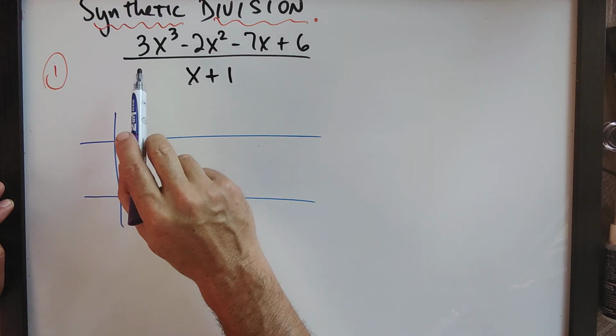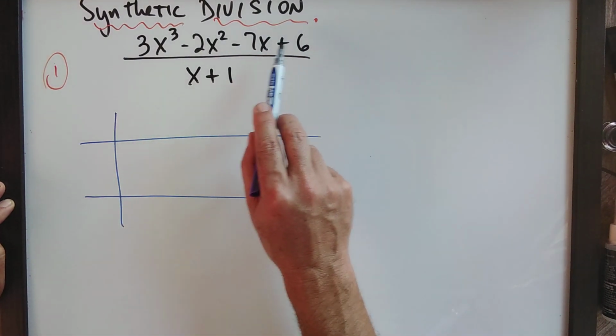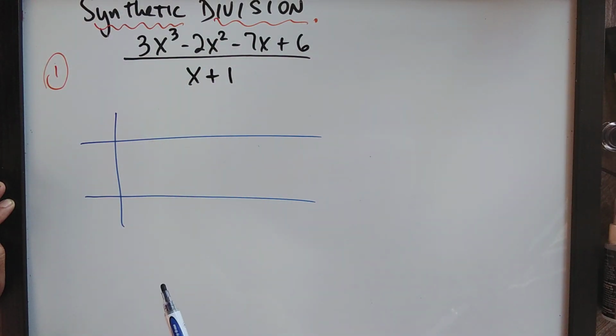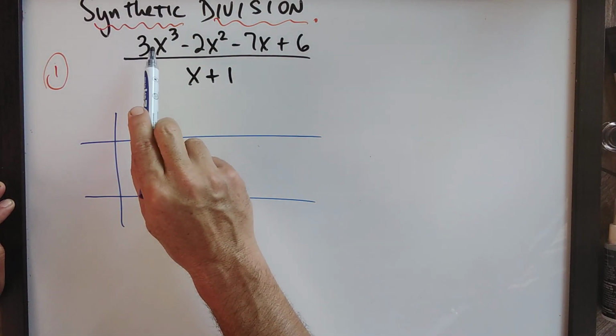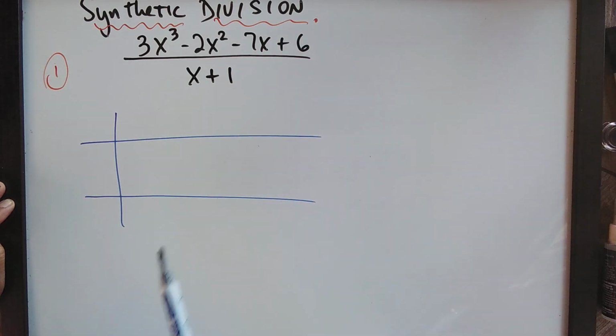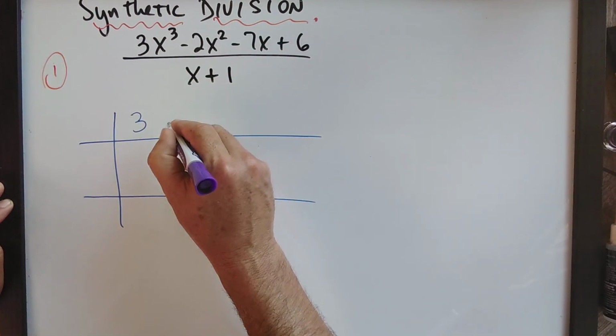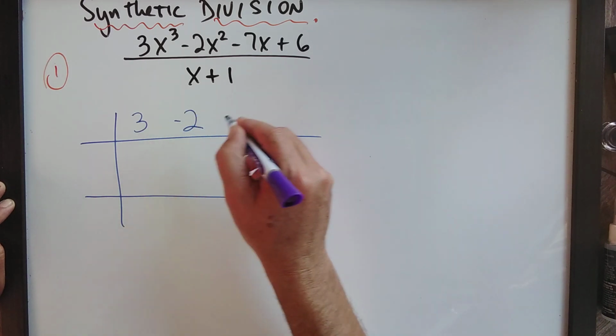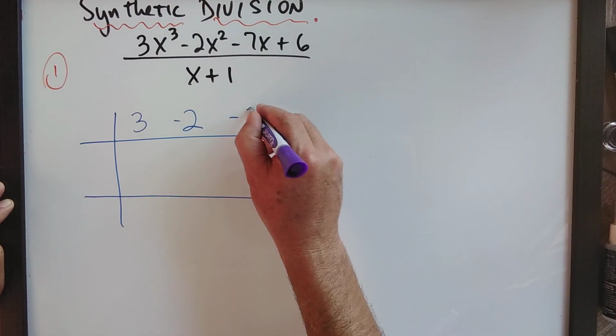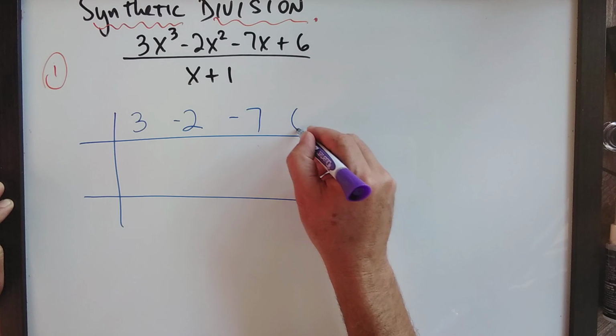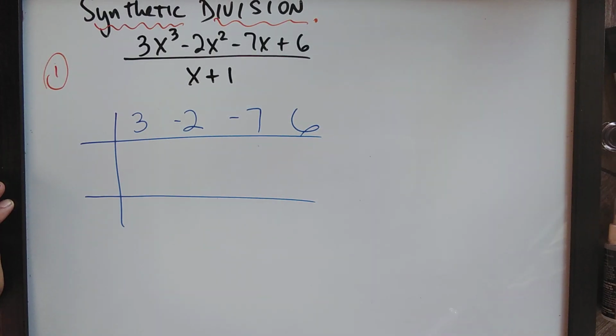I'm gonna line up all the coefficients for my dividend. Right? The numerator. So I'm gonna do 3, -2, -7, and 6. Okay, so that is the first step.